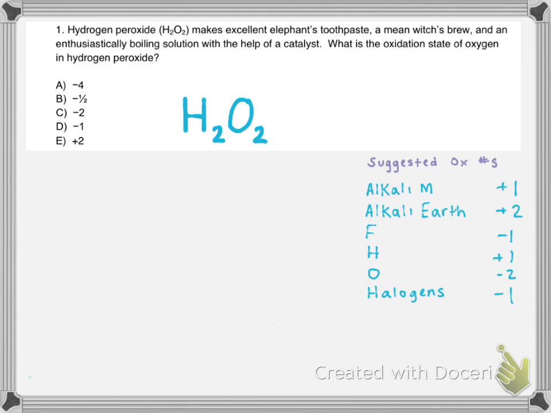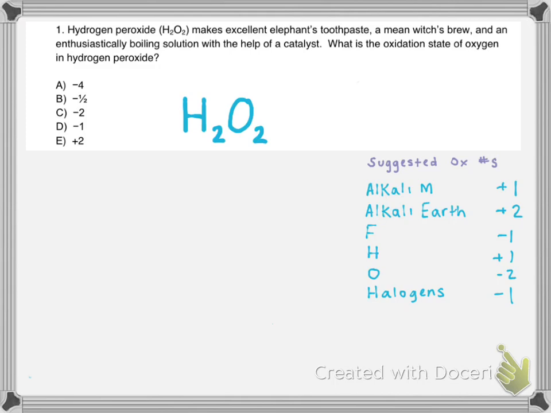Down in the corner, I've written suggested oxidation numbers. And so this can give us an idea of where to start assigning oxidation numbers. So the alkali metals, our sodiums, potassiums of the world, tend to have an oxidation number of +1. The alkaline earth metals, like calcium or magnesium, have a +2 oxidation number. Fluorine has a -1. Hydrogen likes to have a +1. Oxygen likes to have a -2. And halogens like to have a -1 oxidation number.